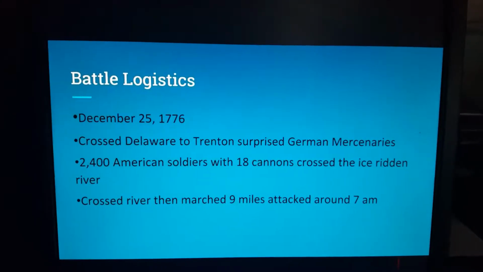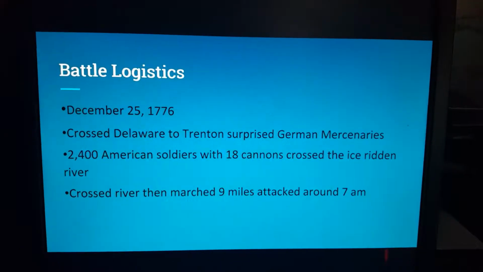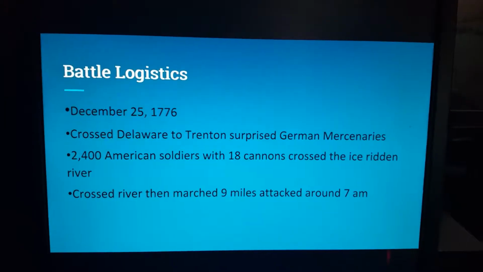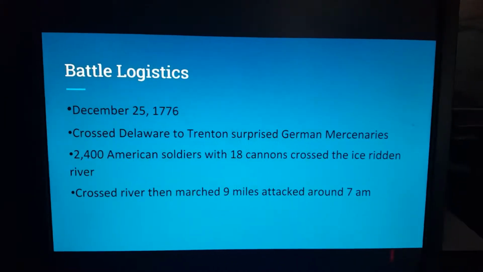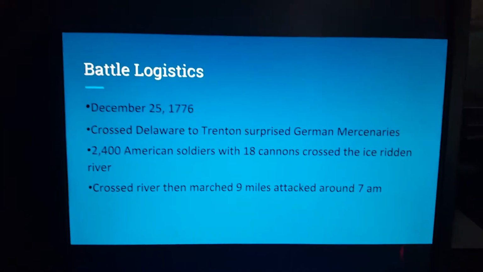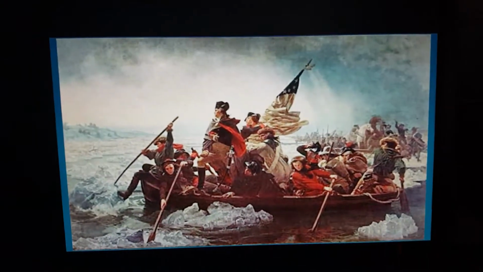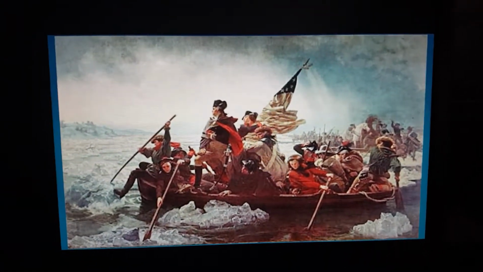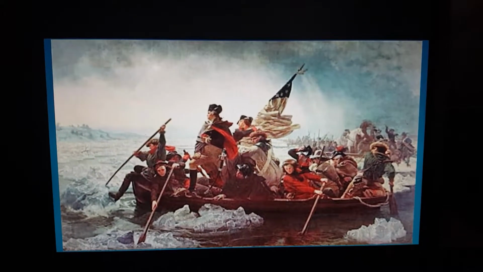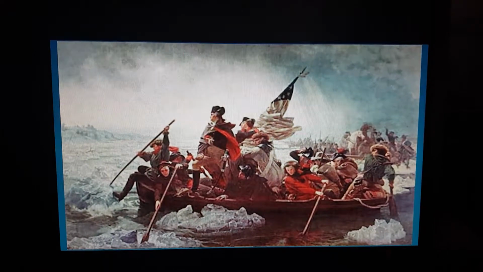We talked yesterday about what German mercenaries meant and who they were. There were over 2,000 American soldiers that crossed the ice. Now, this didn't take 5 minutes. This took about 6 hours to do. Remember the boats that they were crossing on. Only a few people could go on some boats at a time. So this took a really long time, and they had to go back and forth multiple times.